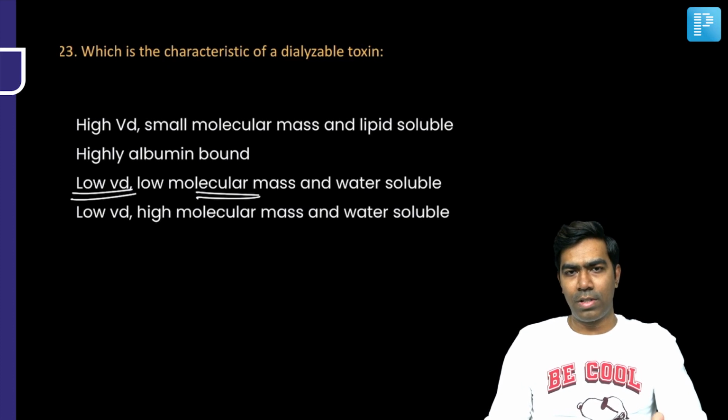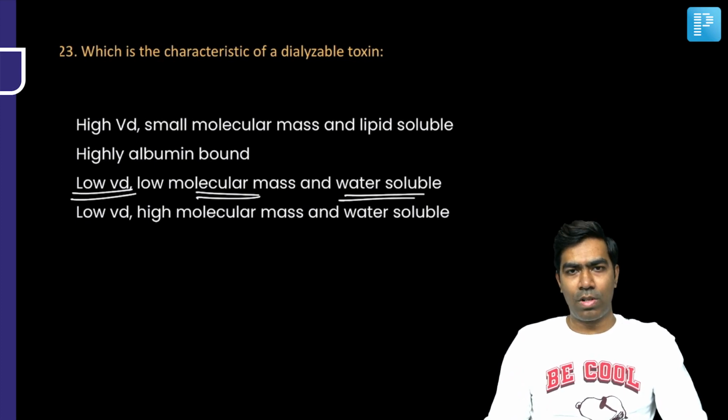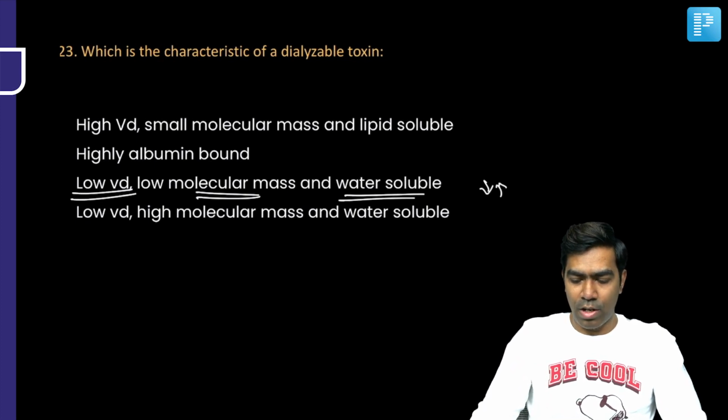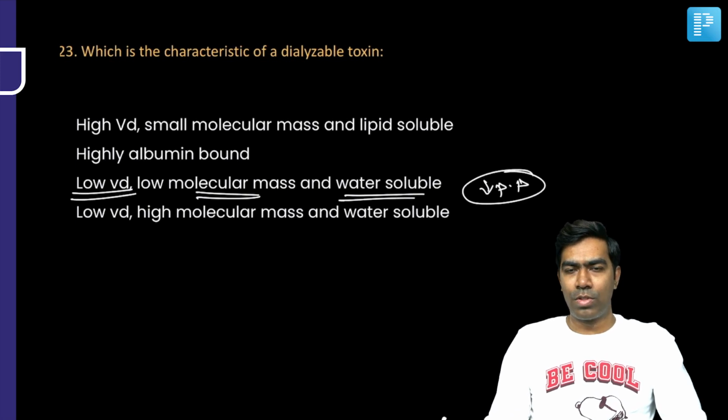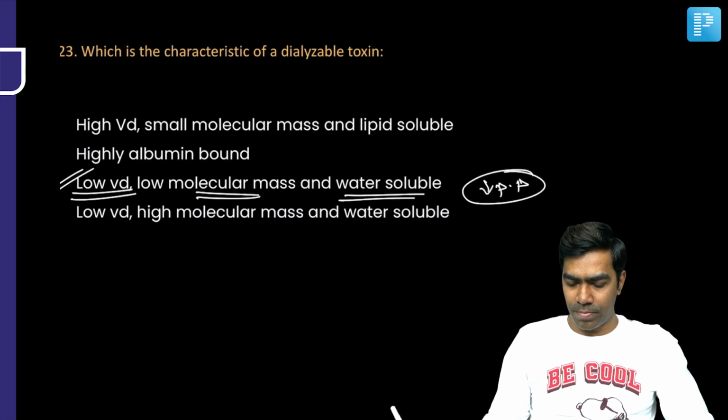High molecular weight substances cannot be dialysed efficiently because dialysis is all about small molecular weight substances. And of course, it has to be water soluble, and the plasma protein binding also has to be low when it comes to dialysable toxins. So the right answer for this question is going to be option C.